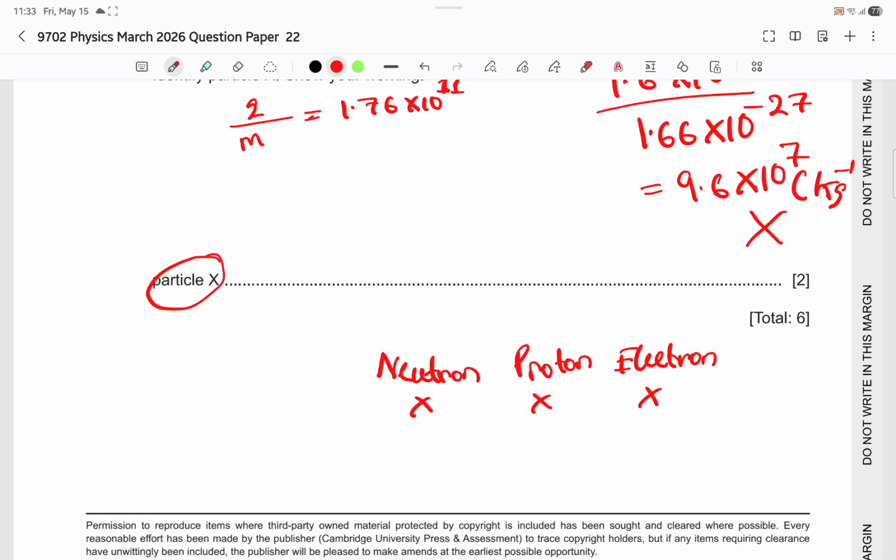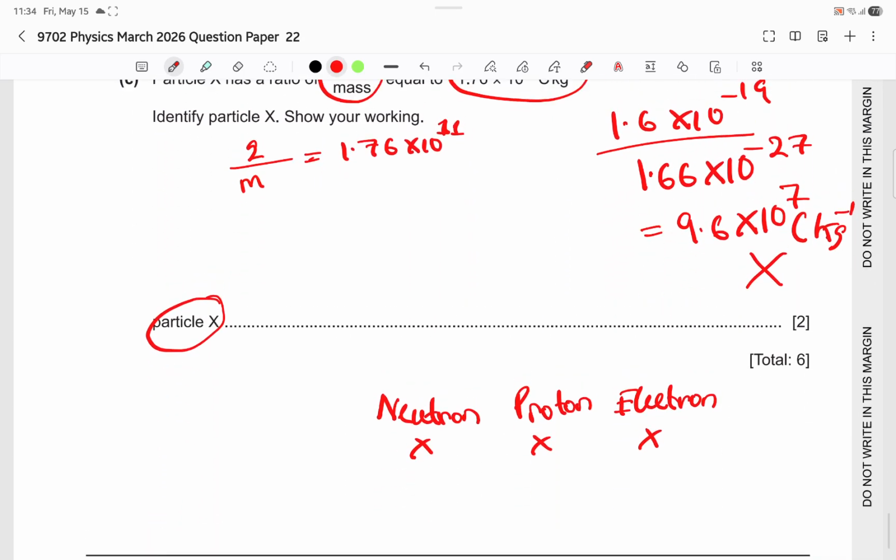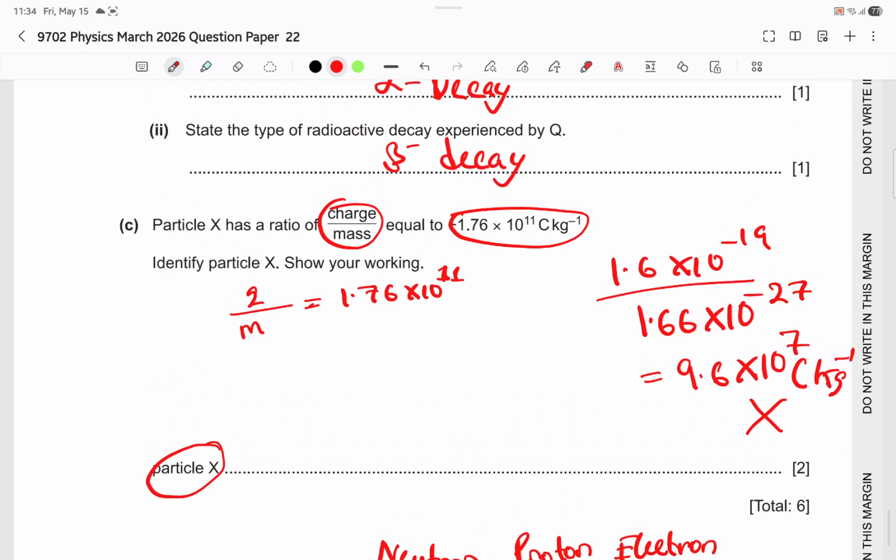A neutron becomes a proton, and we get an anti-electron neutrino and an electron, but that is also not going to work. This is particle X, and the charge is negative. What else could it be?